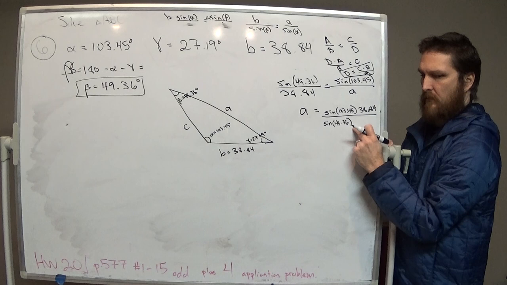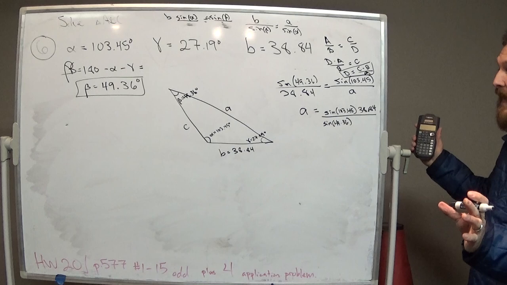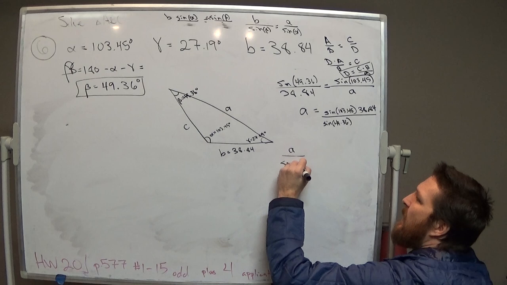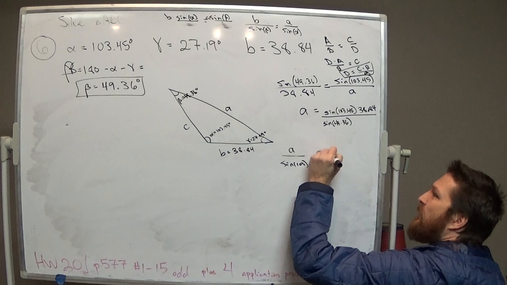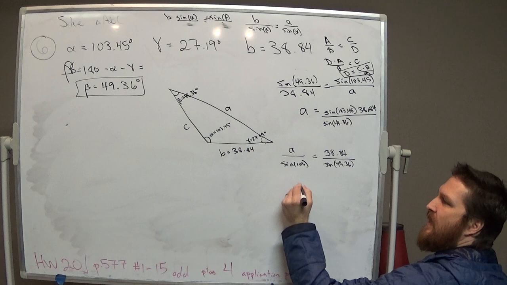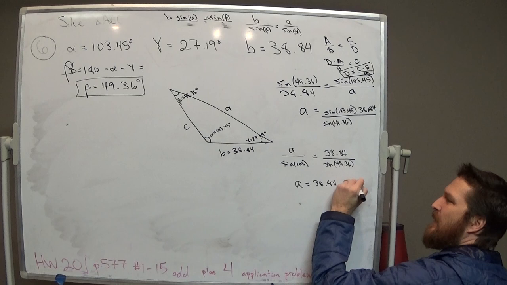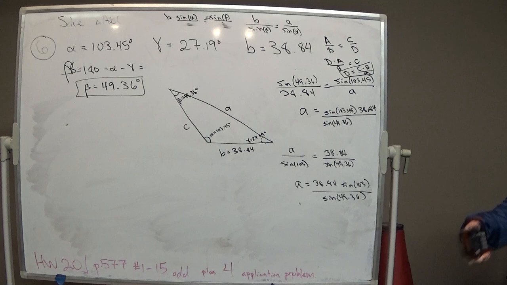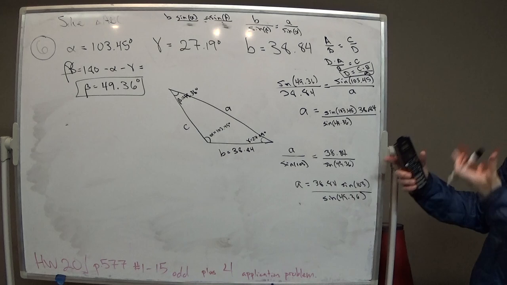Okay, cool. And again, knowing that I was solving for A, knowing that A was my goal in all of this, I could have set this up by saying A is to sine 103 as B, 38.84, is to sine 49. And then my A is equal to 38.84 times sine 103 over sine 49.36. The more of these you do, the quicker you'll jump to this. You probably won't even bother writing this down, because after you do about five of these, you'll get in the habit of rearranging these things, and you'll know which one goes where. Just make sure you do it right.